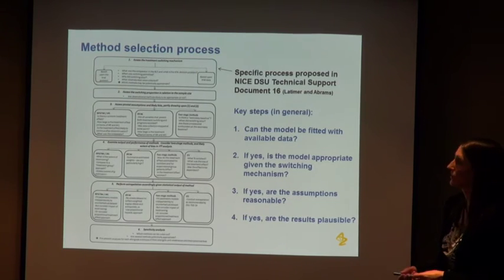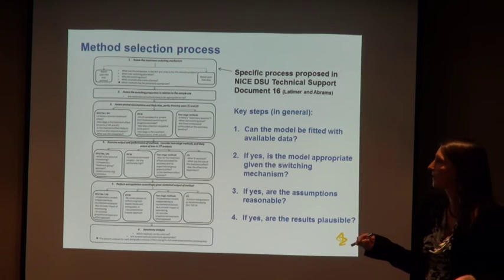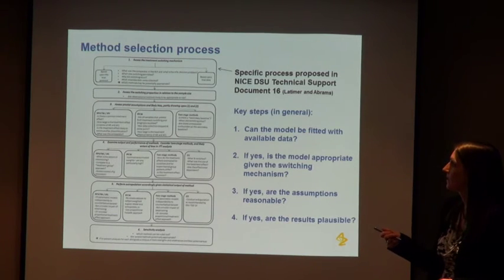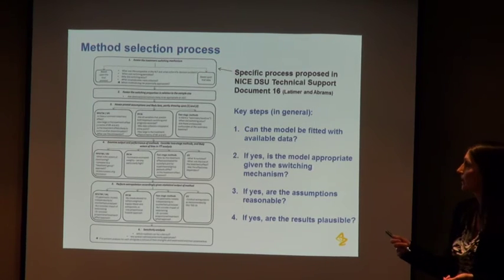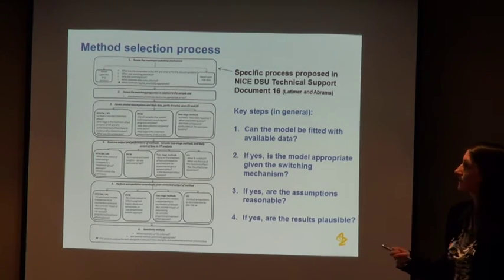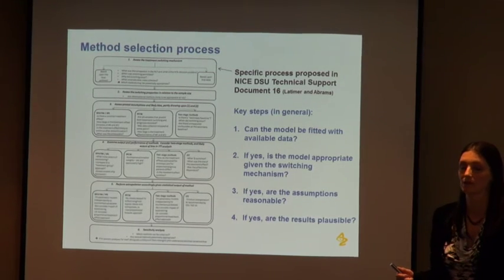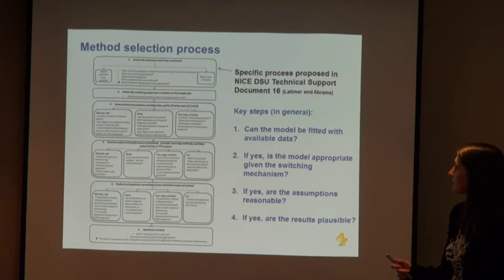Talking about method selection, so we've seen there's all these different methods. How do you know which one to use? Within the NICE guidance, there is a process outlined. But I think in general, it's best to think about it in terms of four steps. The first is, can the model be fitted with the available data? And I'll talk on the next slide about what kind of data you need for each of these.